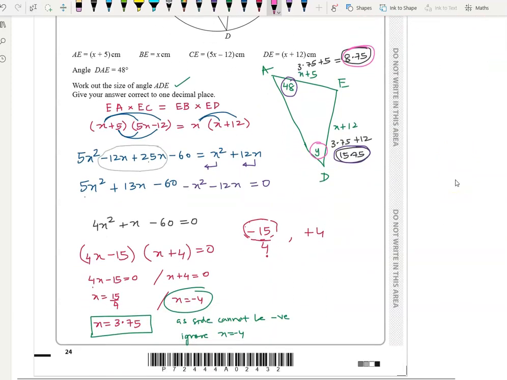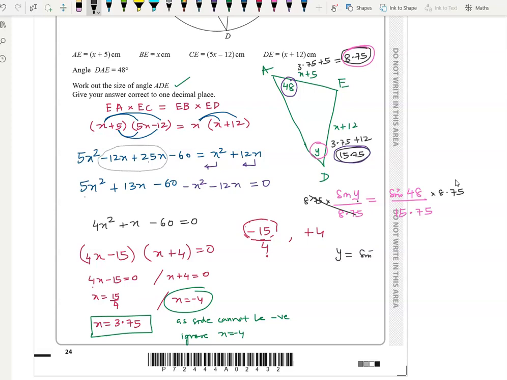Sine A upon a equal to sine B upon b. So it will be sine y upon the opposite side, which is 8.75, equal to sine 48 over the opposite side, which is 15.75. Now step 1 will be to cancel out 8.75. You multiply both sides by 8.75, so this cancels out. Now we are left with only sine y equal to the right hand side. I want to find the value of y, so take the inverse of both sides, so you will get y equals sine inverse of the full right hand side, that is 8.75 into sine of 48 over 15.75.